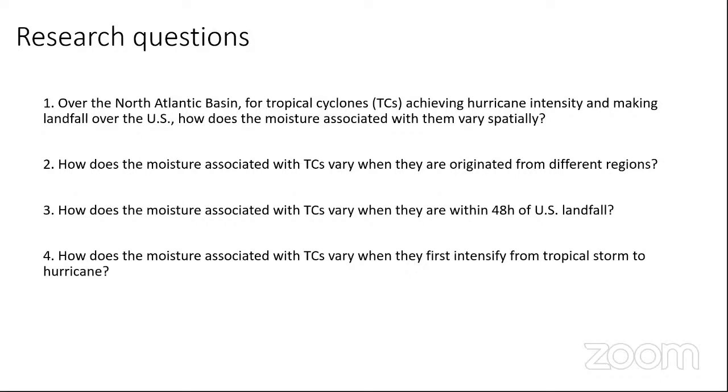So for my research questions, first, over the North Atlantic Basin, for the tropical cyclones achieving hurricane intensity and making landfall over the US, how does the moisture associated with them vary spatially? Second, how does the moisture associated with TCs vary when they originate from different regions? Third, how does the moisture associated with TCs vary when they are within 48 hours of US landfall? Fourth, how does the moisture associated with TCs vary when they first intensify from tropical storm to hurricane?